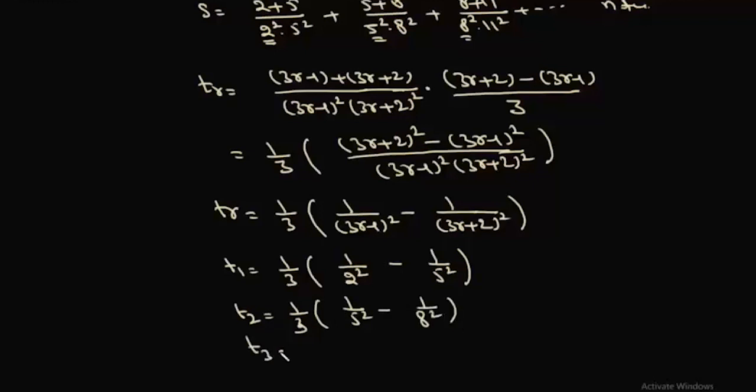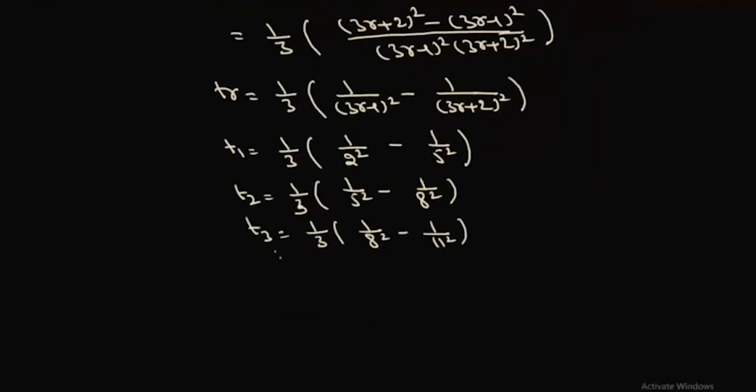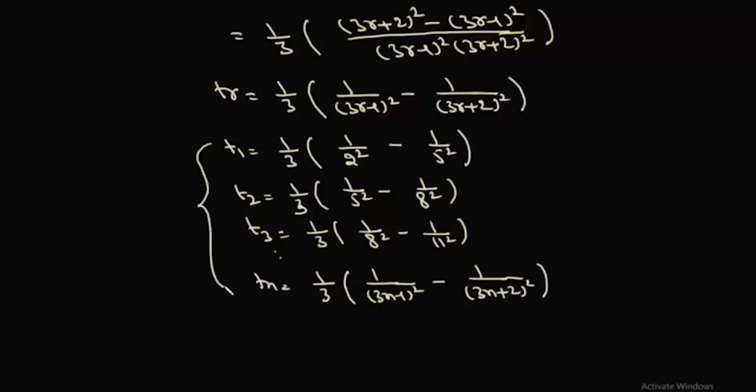Third term will be 1 by 3, 1 upon 8 square minus 1 upon 11 square, and we'll go on. And its nth term will be Tn equals 1 by 3, 1 upon (3n minus 1) whole square minus (3n plus 2) whole square. Now we add them. Now Sn is the sum of these n terms. So if we add all these terms, we'll get Sn.